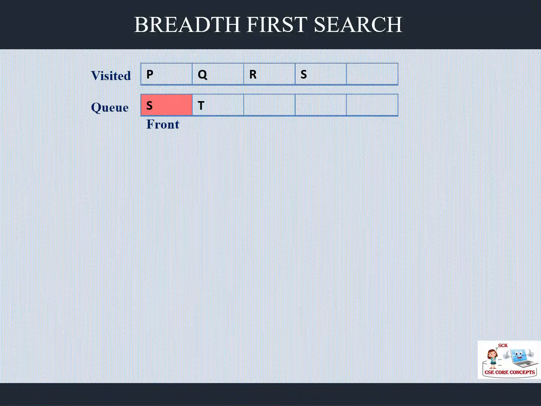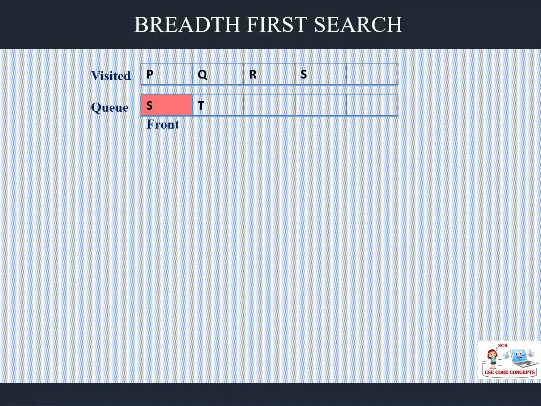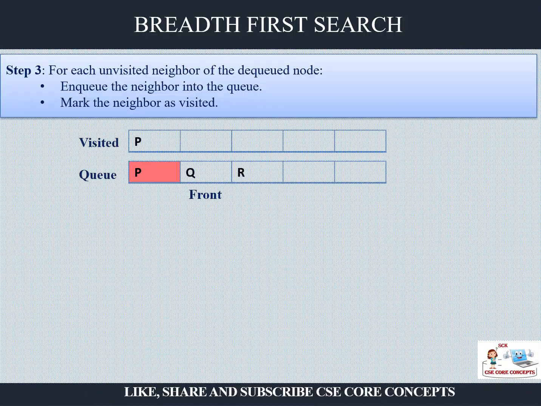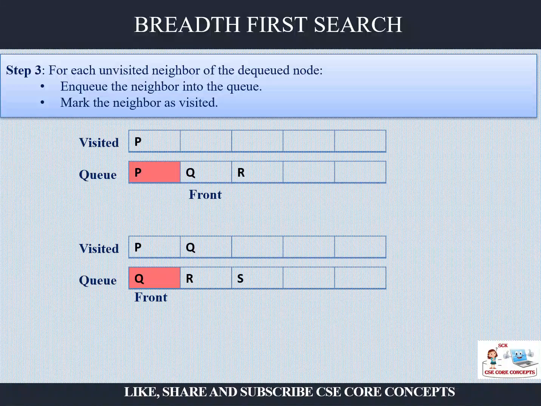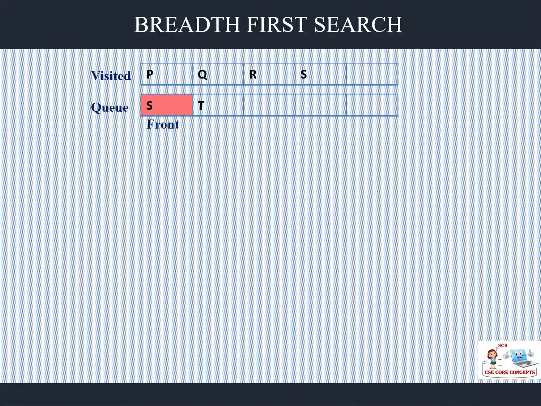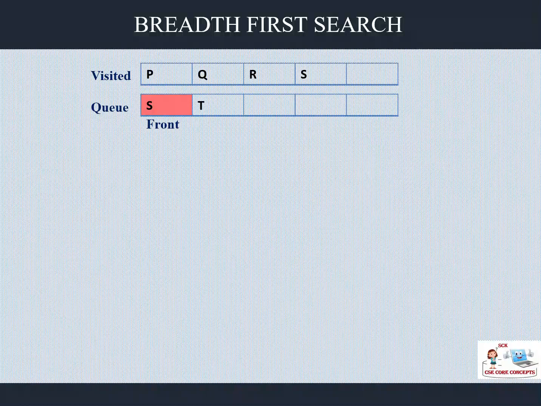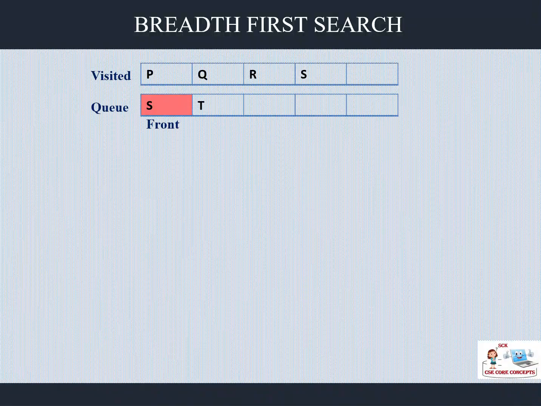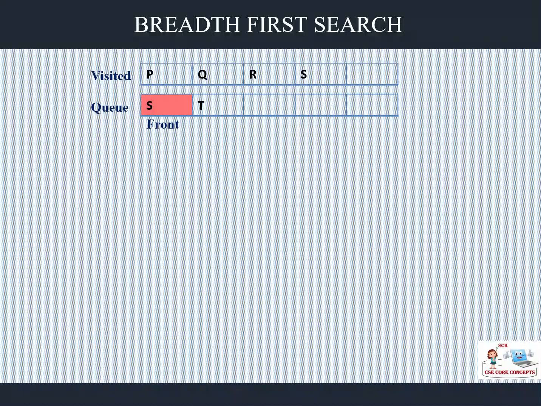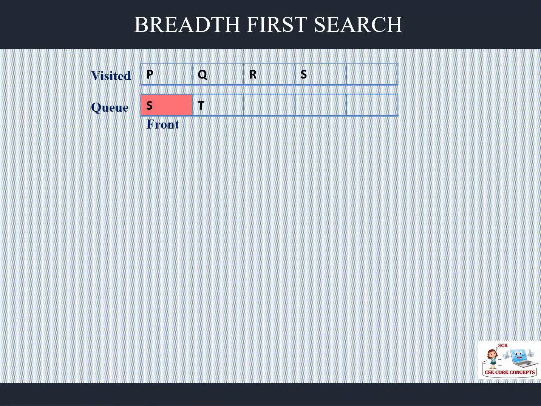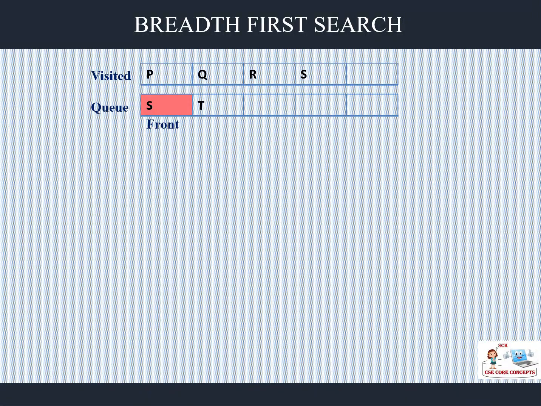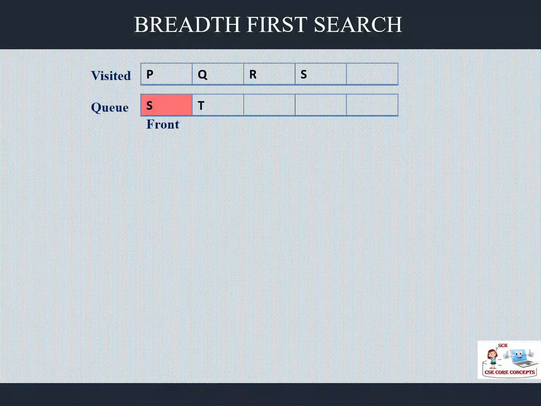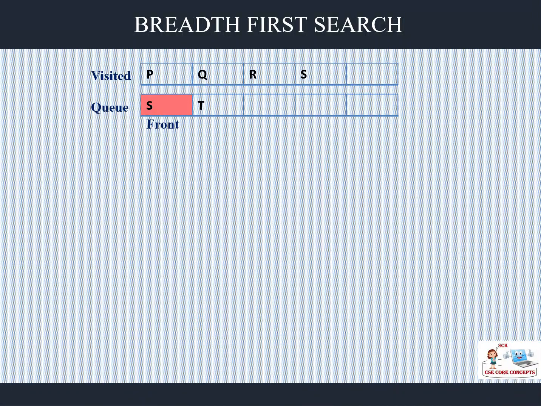Now when S becomes my front, let us find out who its neighbors are. So the neighbors of S are Q and T. Out of them, Q has already been processed and T has already been added in the queue. So I don't have any other element to be added. It's fine. It's time to dequeue now. So who is the front element? S. So S will be removed from here and added to the visited nodes.